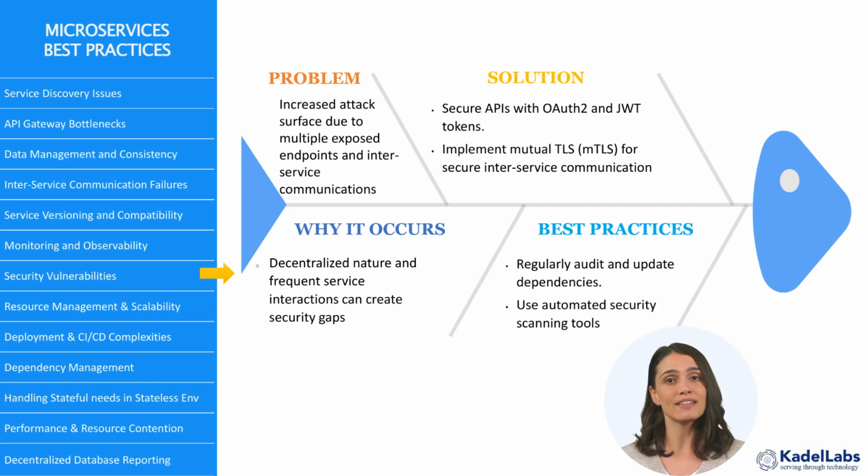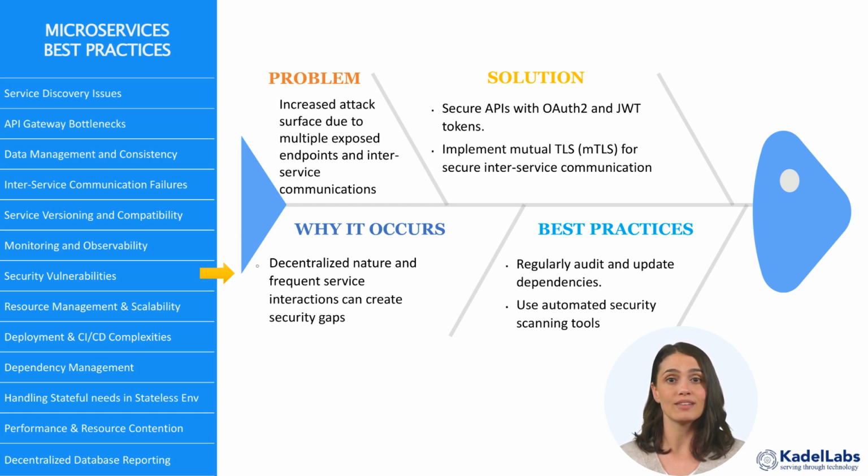In a microservices architecture, the decentralized structure and many exposed endpoints increase the attack surface, making security a major concern. Each service has its own API and communicates over the network, creating potential security gaps. Vulnerabilities arise because network communication can be intercepted or tampered with, and diverse technologies across services increase the risk of unpatched vulnerabilities. To mitigate these risks, robust security measures are crucial.